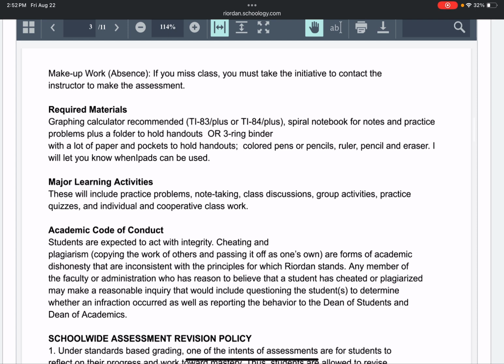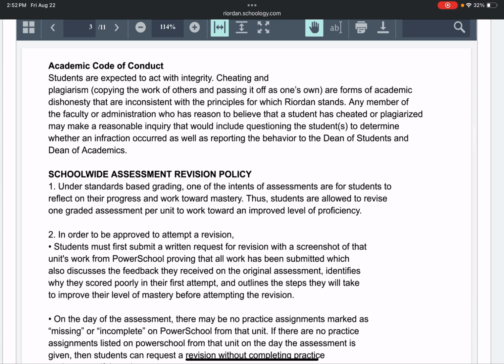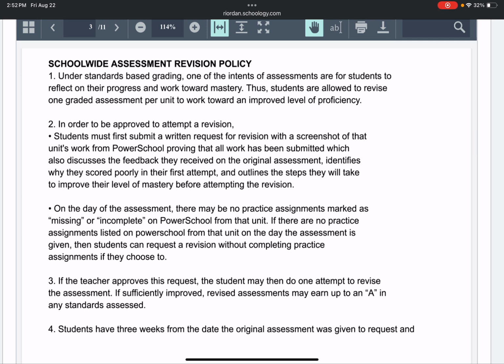I strongly encourage a TI 83 or 84, but if that is a hardship, any kind of scientific calculator that allows for the trig functions to be used will be good, even if it doesn't graph, because we can use Desmos to graph in class. I think that's pretty much it. The rest of it is the usual code of conduct, policies, and revision policies, which most of the students in this class are very aware of.